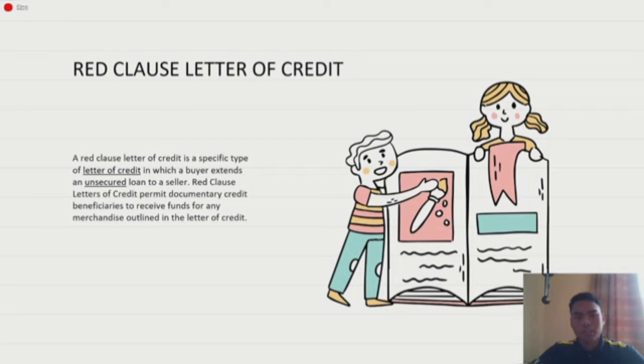Red clause letter of credit. A red clause letter of credit is a specific type of letter of credit in which a buyer extends an unsecured loan to a seller. A red clause letter of credit permits the documentary credit beneficiary to receive funds for any merchandise outlined in the letter of credit.